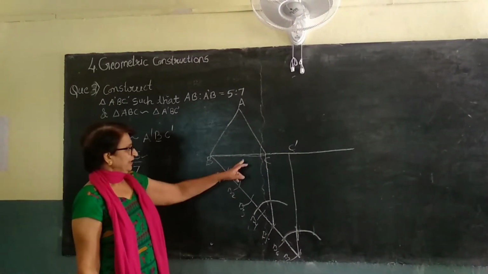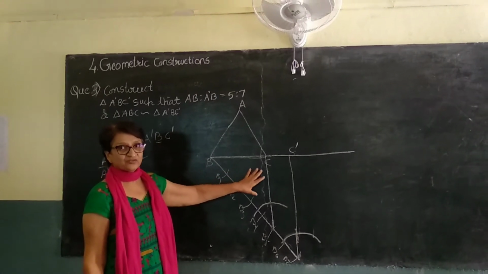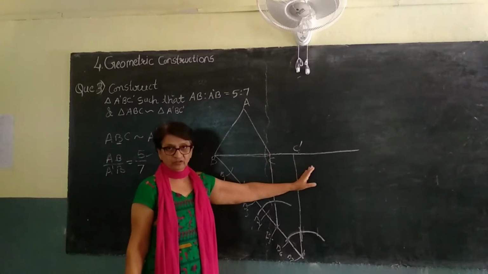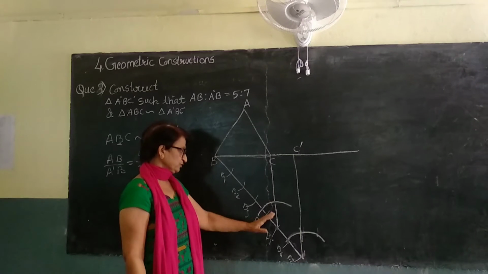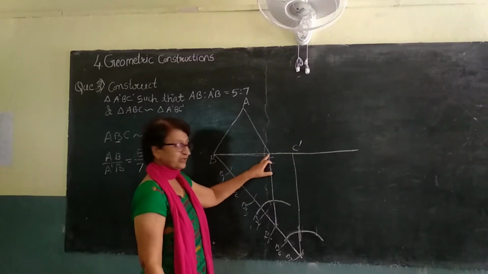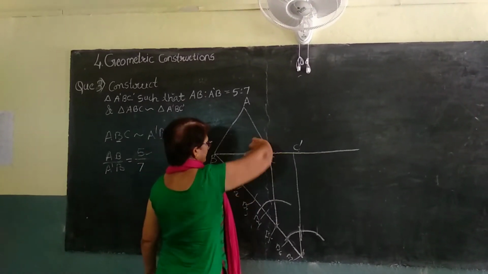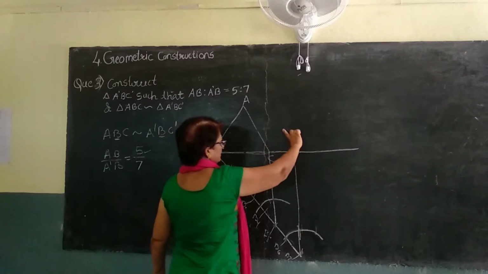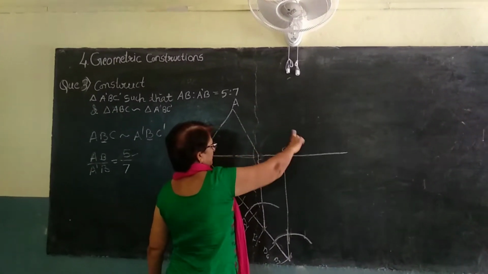So this is your C dash. Again now, see, this is a bigger triangle, so it is going beyond. First time it was smaller, so we were inside. Now from point C, again take a mark, make an arc. Here put it on C dash, make the same arc.